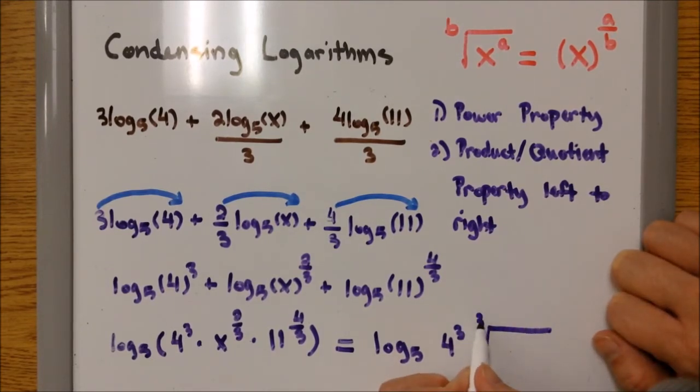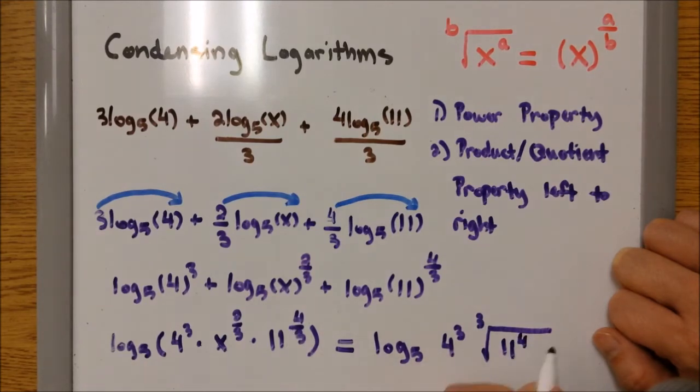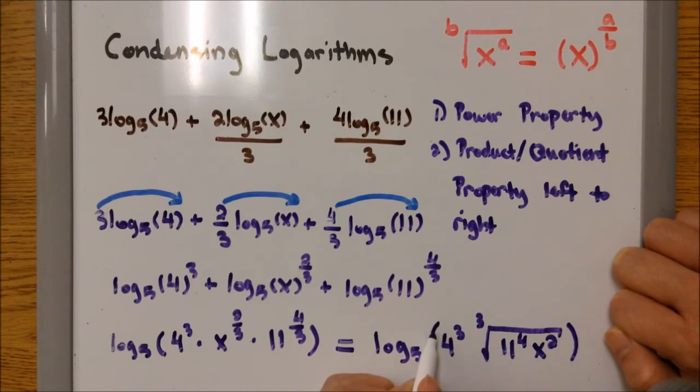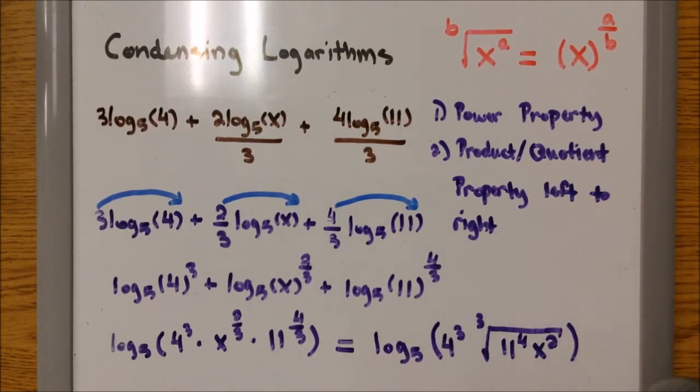So cube root right there. Now the number should go first before the variable. So I'm going to have 11 to the 4th power, because that's the numerator, and then x to the 2nd power. So now the cube root covers 11 to the 4th power and x squared. And now I'm going to close it with parenthesis. And then that's all we can do.